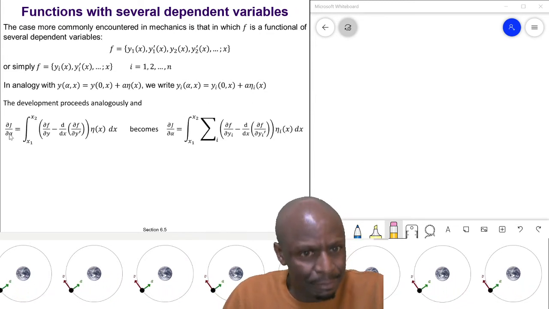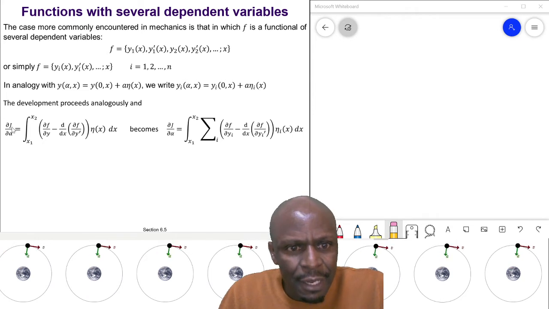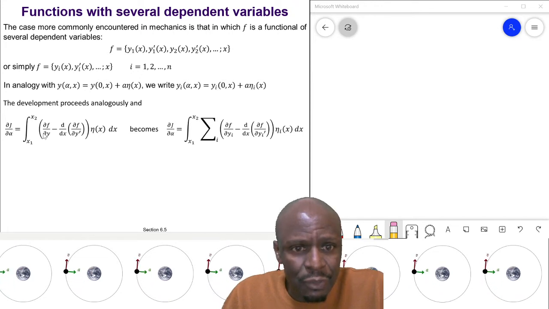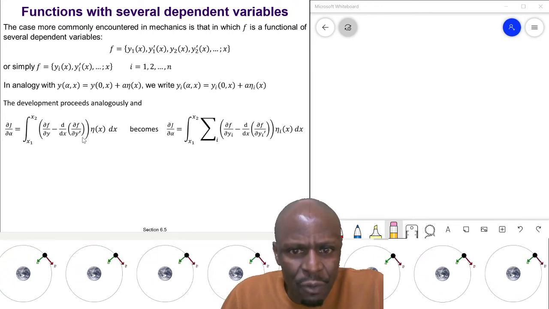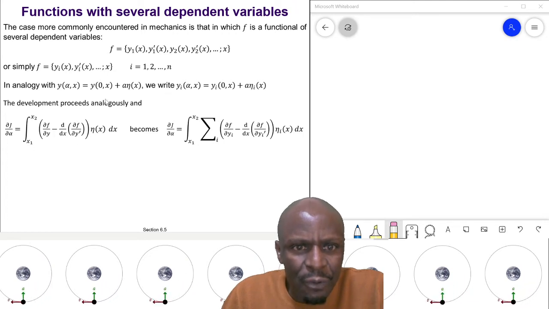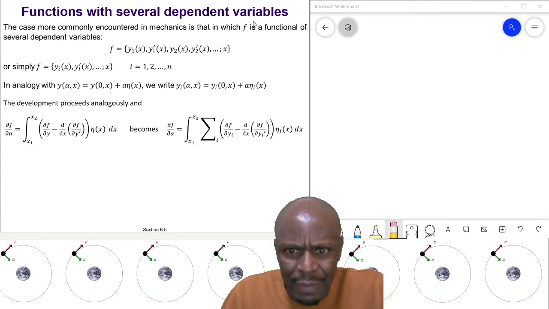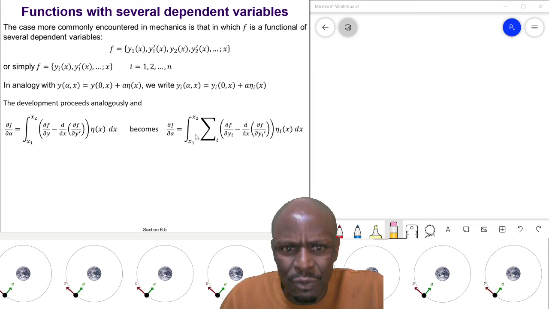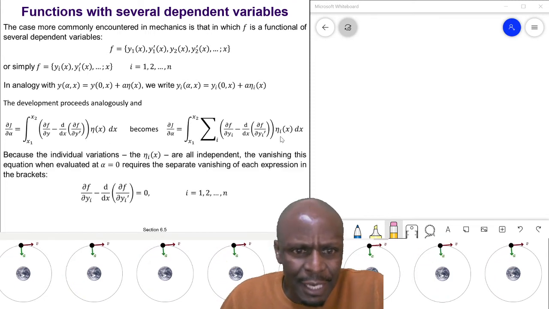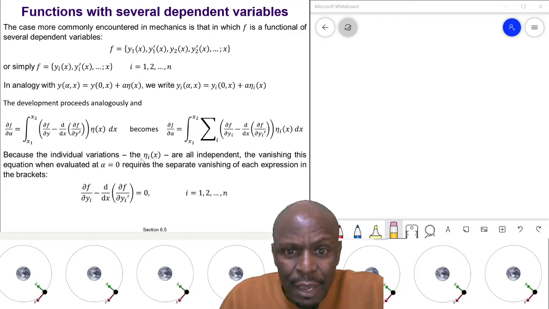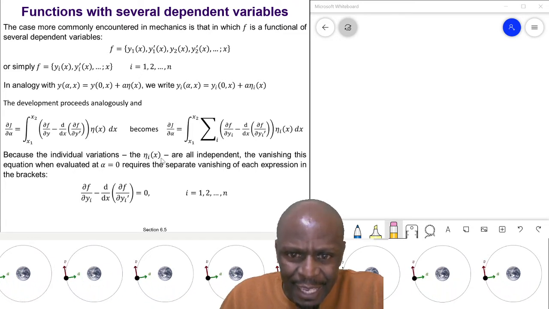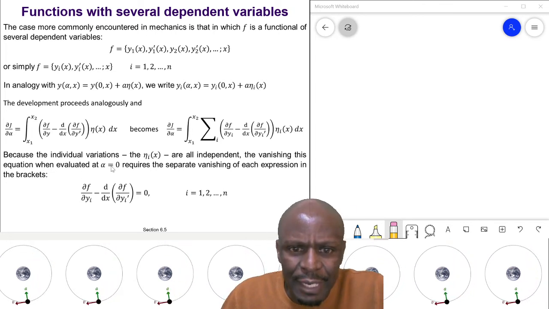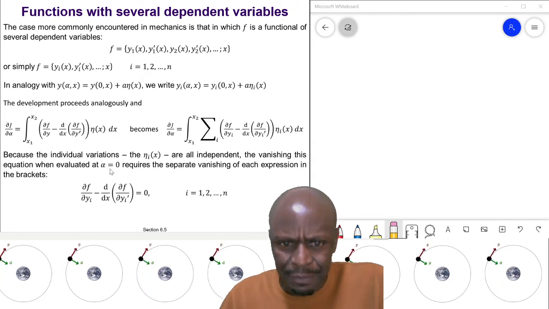Now, if we take the derivative of the functional, the derivative of a function of functions, this is what we are going to have. For the several dependent variables, that is just going to be given as the sum of i terms for that equation. This equation will just become this. In that case, because the individual variations eta i are all independent, for the vanishing of this equation we evaluate at alpha equal to 0.